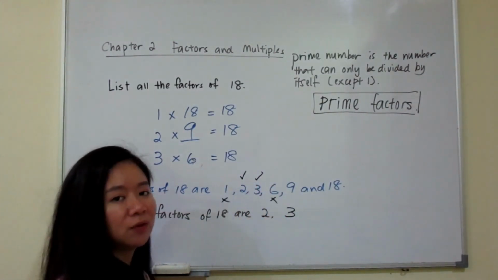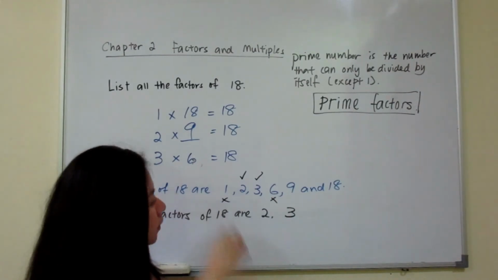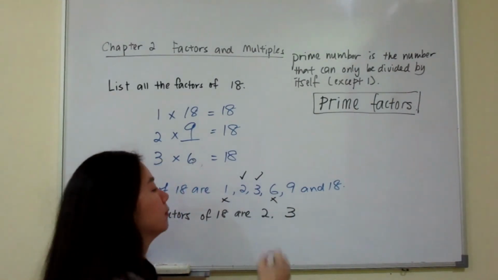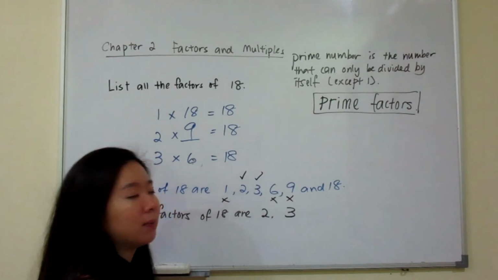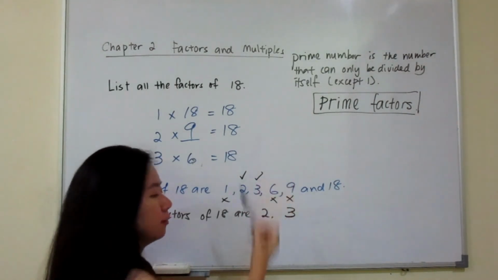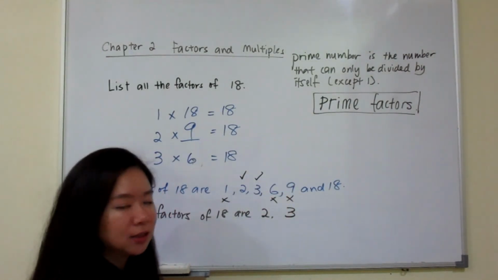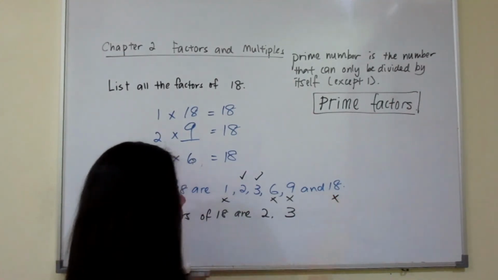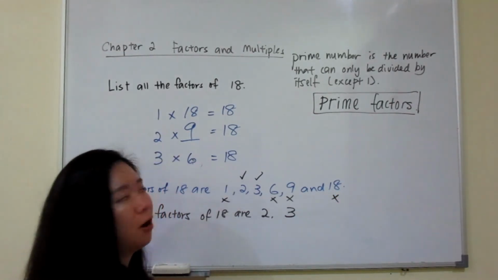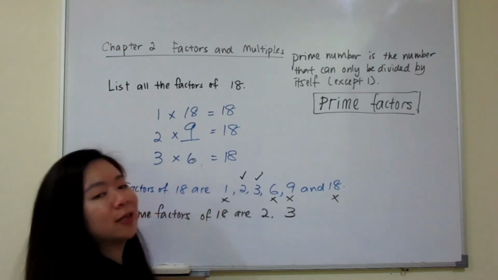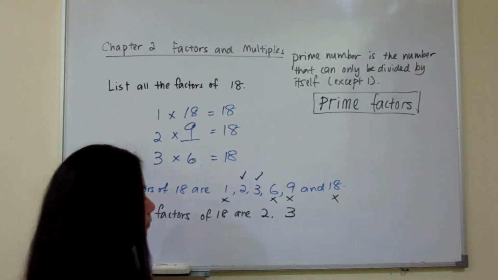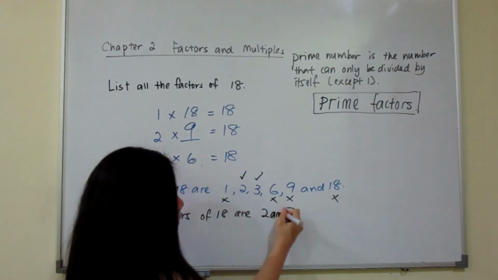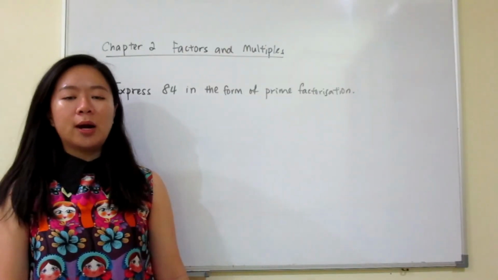So 6, no, because 6 can be divided by 2 and 3. 9 can be divided by 3, so no. 18 can be divided by 1, 2, 3, 6, 9, and 18. Okay, so 18 definitely is not a prime factor of 18. So the prime factors of 18 are only 2 and 3.